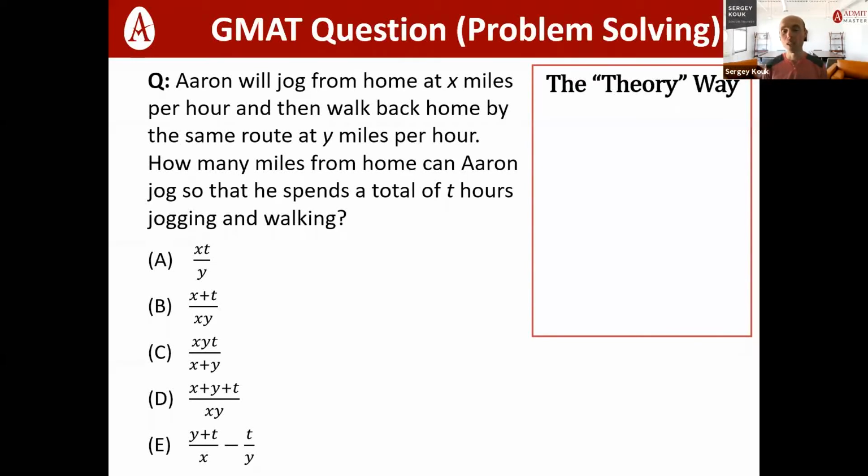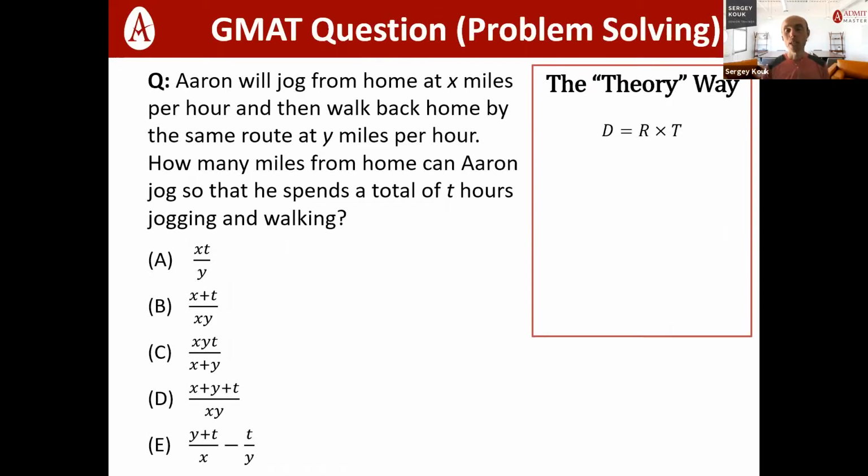Now, what's the theory that we need to know in order to do this question? Well, first of all, we know that distance is equal to rate times time. The question is asking us how many miles. Miles is a measure of distance. And usually to find the distance, we would multiply speed, also known as the rate, by the time. So the problem here in this question is that we have two different speeds. The person is going there at one speed and then back at a different speed, but we have a total time t.